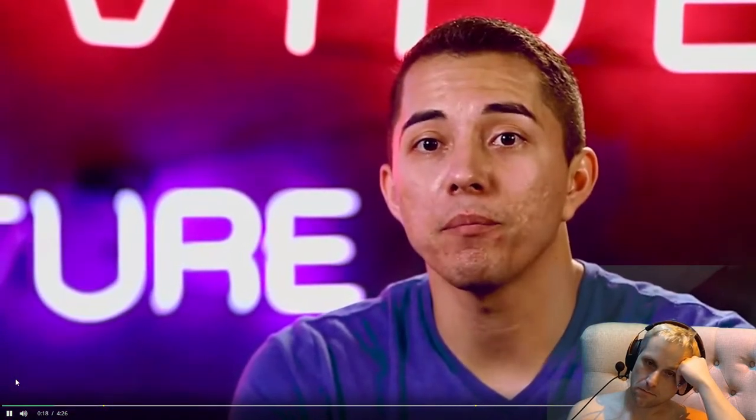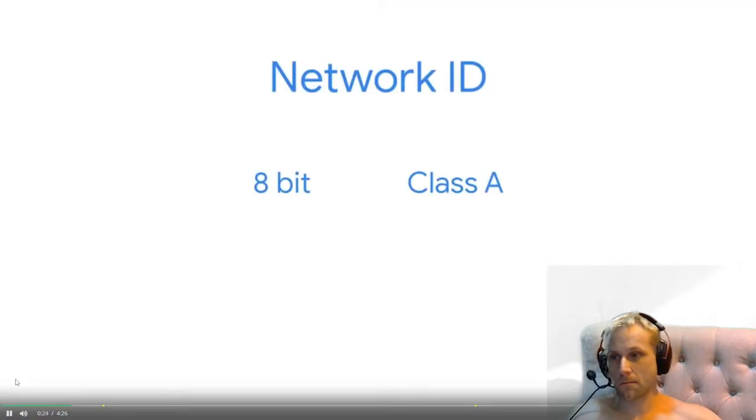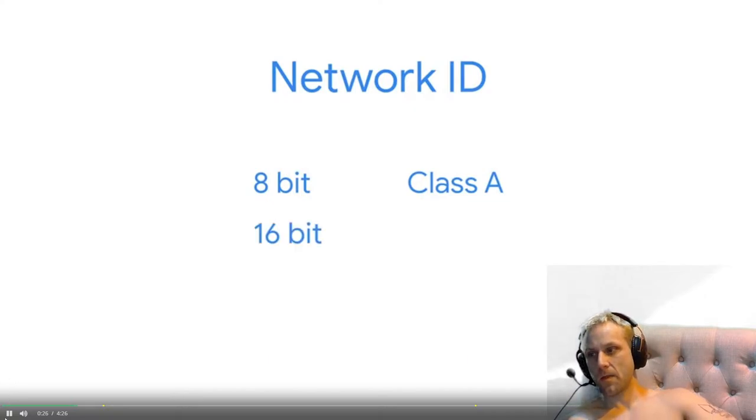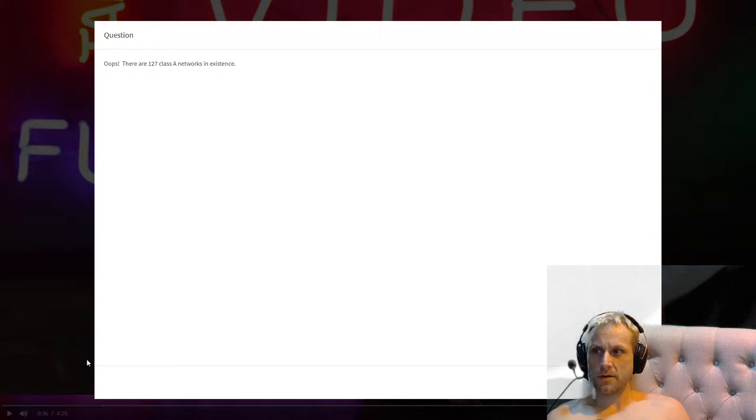that address classes themselves weren't a sufficient way of keeping everything organized. But as the internet continued to grow, traditional subnetting just couldn't keep up. With traditional subnetting and the address classes, the network ID is always either 8 bits for Class A networks, 16 bits for Class B networks, or 24 bits for Class C networks. This means that there might only be 254 Class A networks in existence. Oops, there were 127 Class A networks in existence.